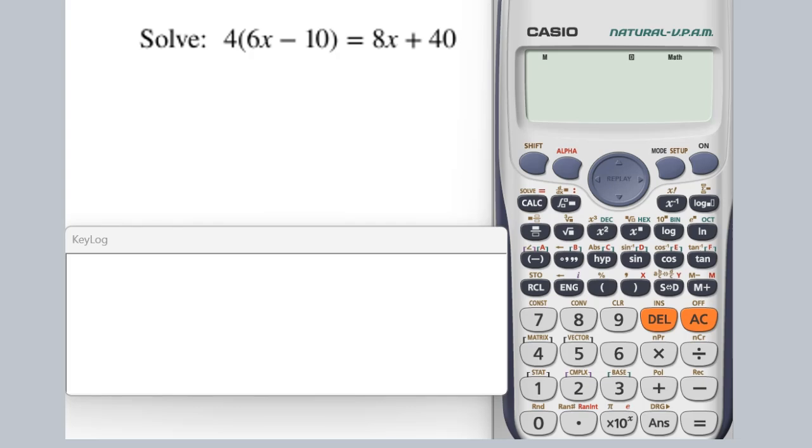Okay, let's look at how we can use the calculator to solve it. We have already solved this one using the distribution and by passing the distribution. And then later on, we also look at how you can use the Desmos online calculator to solve.